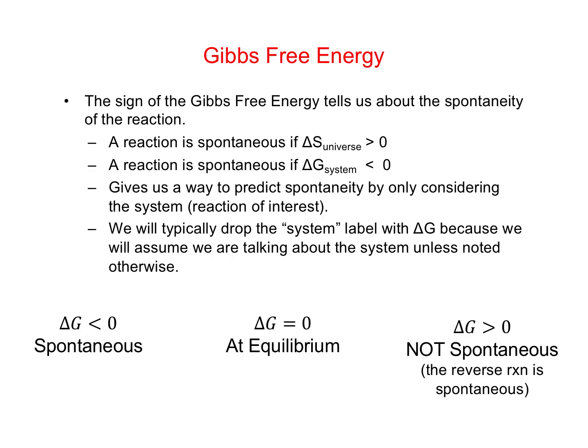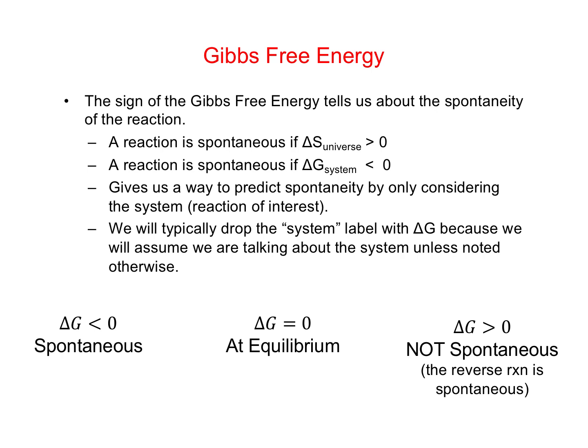All right, so the sign of Gibbs free energy tells us whether or not a reaction is spontaneous. So in previous lesson plans and videos, we saw that for a reaction to be spontaneous, the delta S of the universe has to be greater than 0. When we consider delta G, all we have to do is consider delta G of the system. And if delta G of the system is less than 0, then that means that process will be spontaneous. So again, one of the reasons we're interested in Gibbs free energy is because we only have to consider the system to predict spontaneity and not the whole universe.